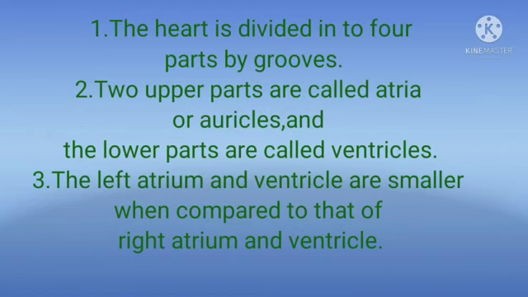The heart is divided into four parts by grooves. Two upper parts are called atria or auricles, and the lower parts are called ventricles. The left atrium and ventricle are smaller when compared to the right atrium and ventricle.